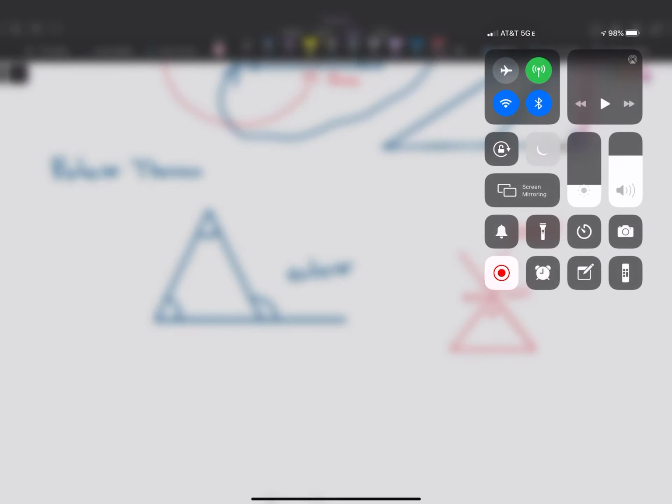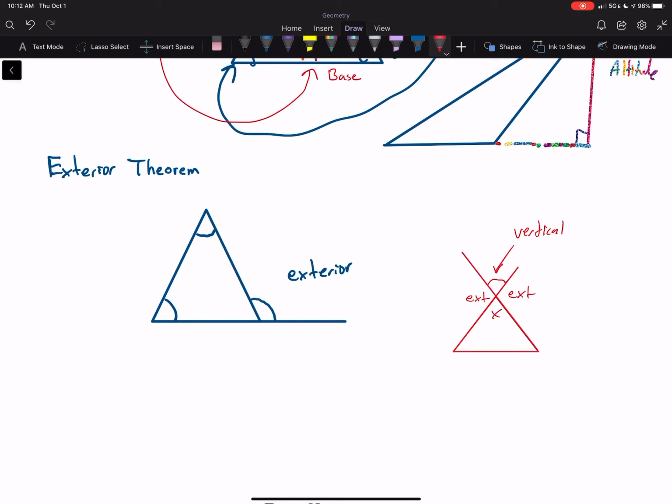They're along the same line, so they make a linear pair. If I highlight this along this line, this one and this one are linear pairs. So they make a line there.